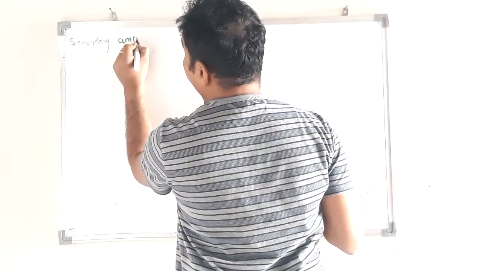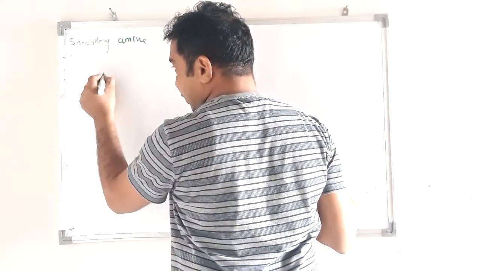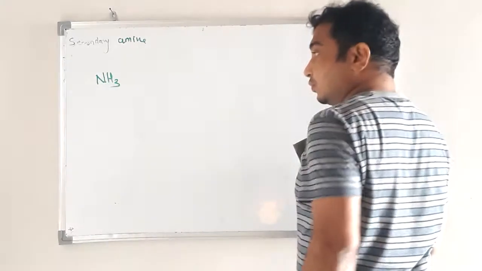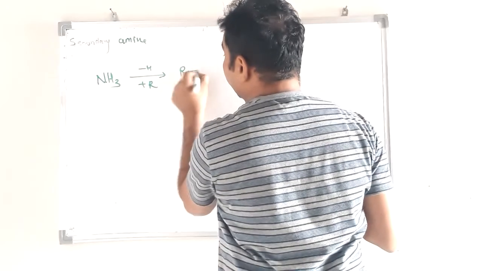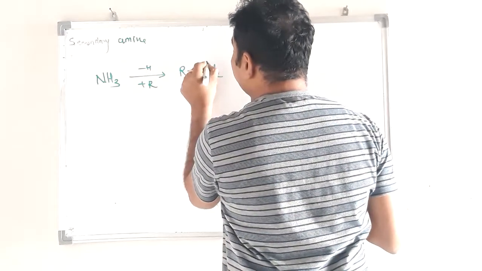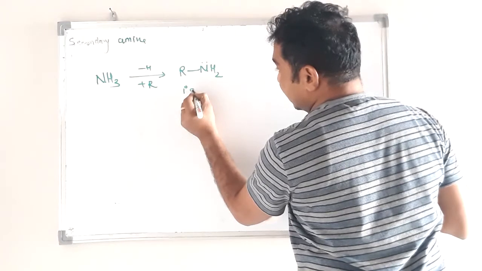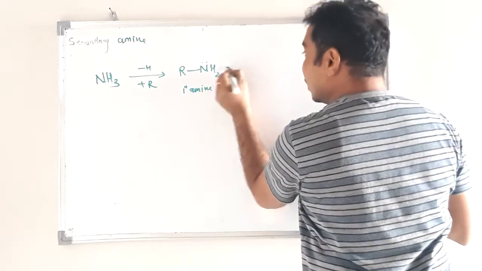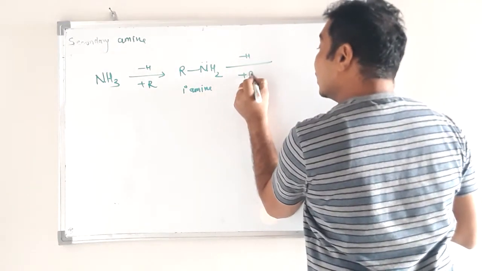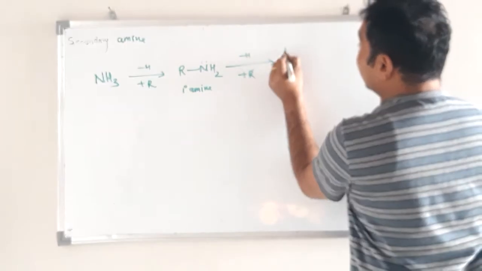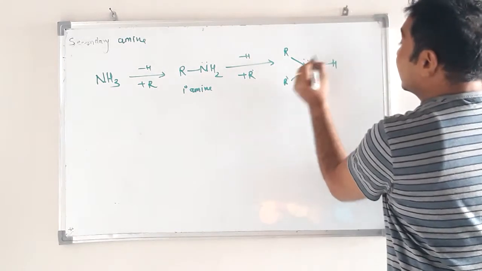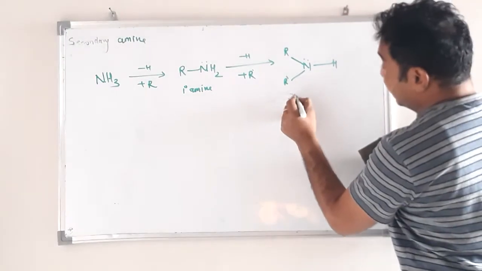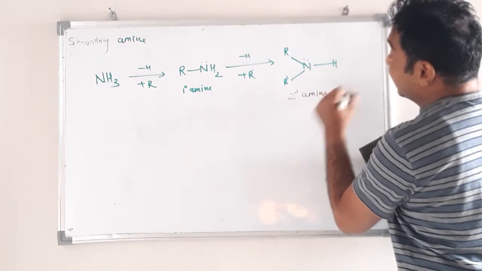How is a secondary amine obtained? Again, take ammonia. From ammonia, if we replace one hydrogen atom by one alkyl group, then we will get a primary amine. Now again replace one more hydrogen by the same or a different alkyl group, then this type of compound is obtained, which is known as a secondary amine.